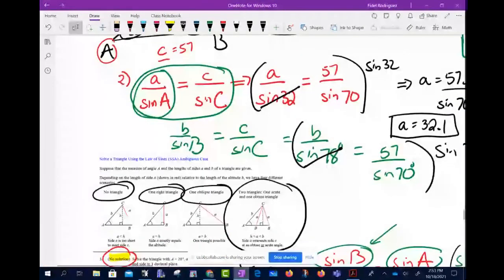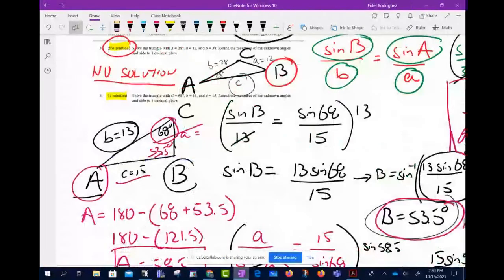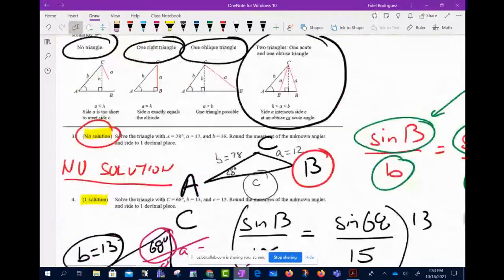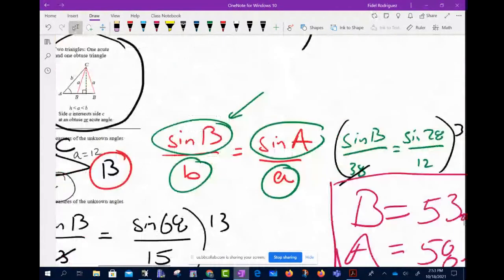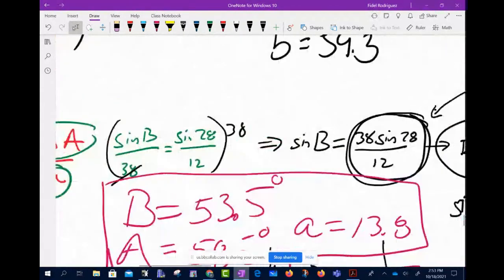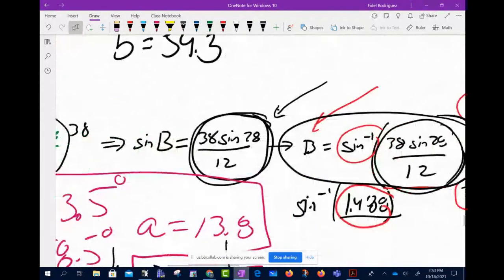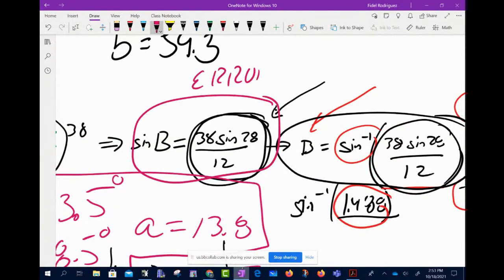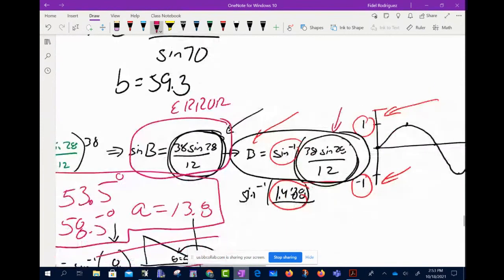Let me get to, here we go. Okay, so remember, the first time we were doing this problem, the one that had no solution? Remember when we did the one that had no solution? We got to this step right here, and when we did this part right here, y'all, our calculator gave us an error. And then I said, okay, what is this value right here?